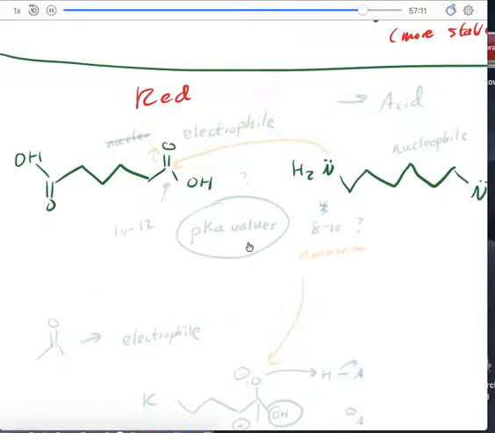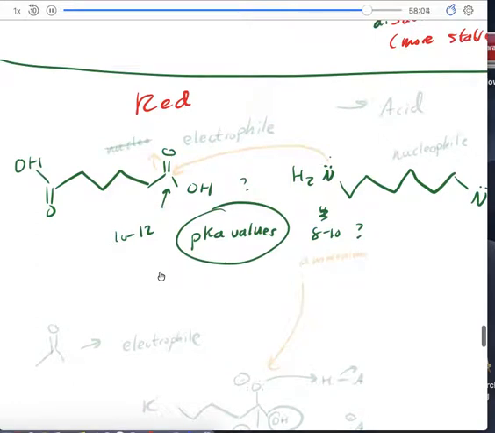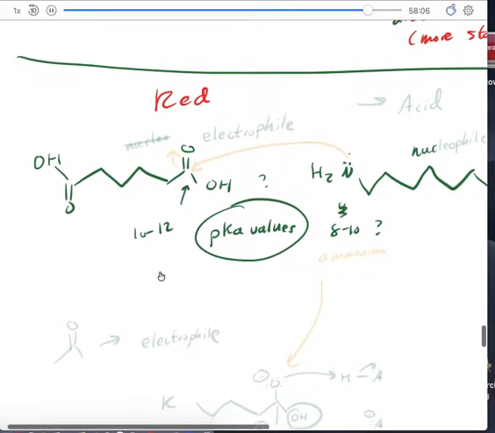Again, this is where we take into account pKa values to determine which one is the nucleophile and which one's the electrophile. So ammonium has a pKa of about, I think it's 9. And carboxylic acid is 5. No, I don't think that's what the numbers are, but I do know that this one will be the nucleophile. This one over here, nucleophile.